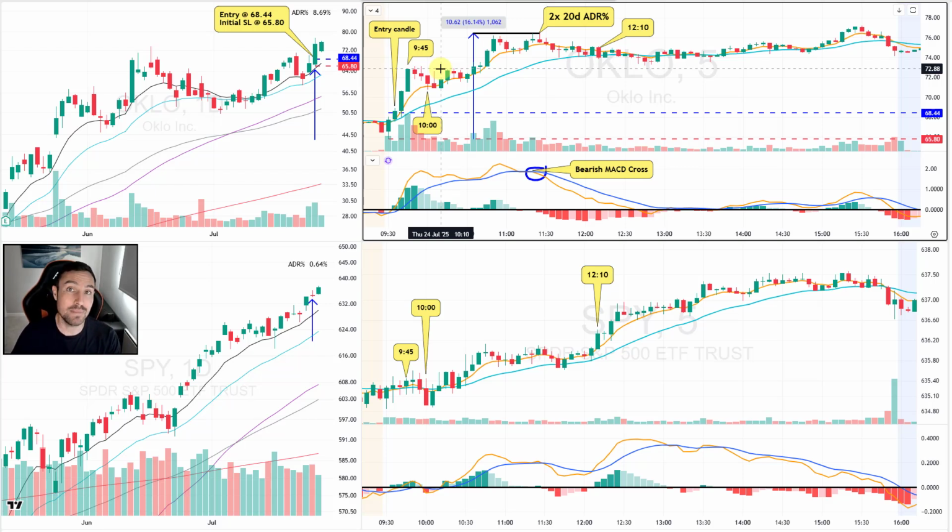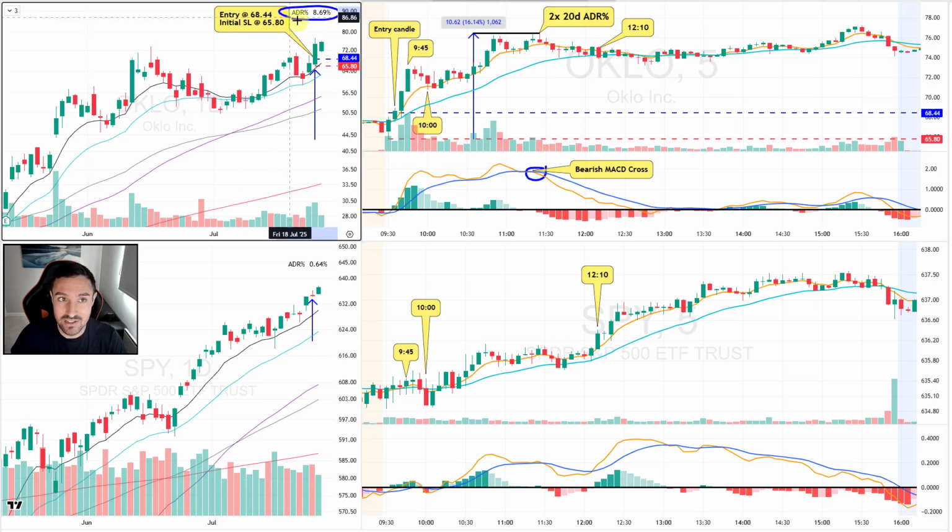Where Oklo goes on a big move relative to its 20-day ADR percentage. And you may be going, what on earth is the ADR percentage? What are you talking about? Well, it's this figure here. This is an indicator. Search ADR percentage on TradingView. You'll find it really easily.